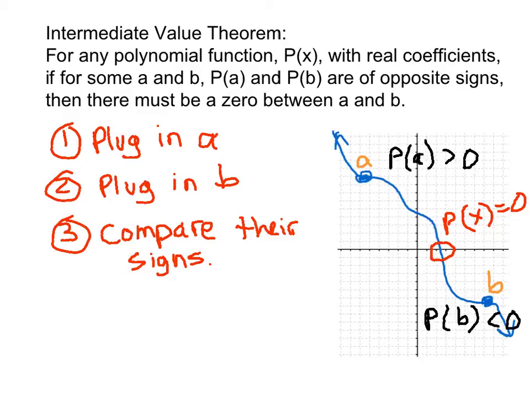If both of them are positive, there still may be a zero between them. We just can't state that. We'd have to try something else. And same thing if they're both negative. That doesn't mean there isn't a zero between them, but we just need to do more work.